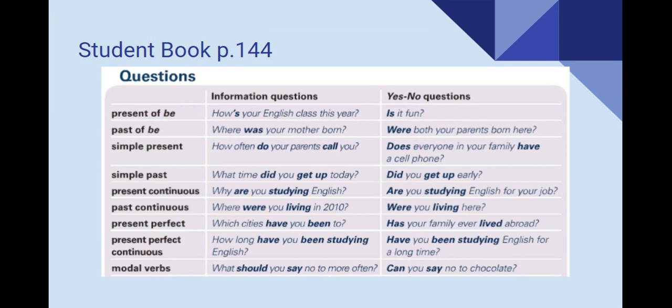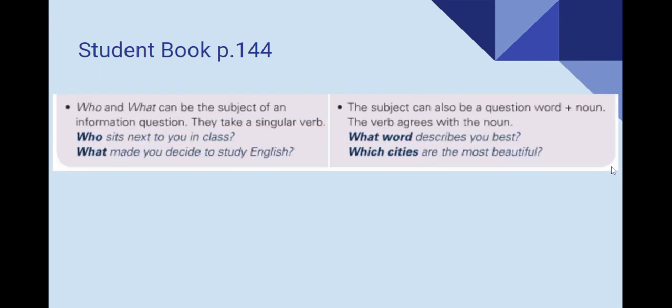Okay, let's continue. Continue in page 144, please. Pay attention to this. Who and what can be the subject of an information question. They take a singular verb. Who sits next to you in class? What made you decide to study English? So if you see, my verb is in singular because who and what, they are subjects, but they always take the verbs in singular. Here, we're using made because it's simple past, right?